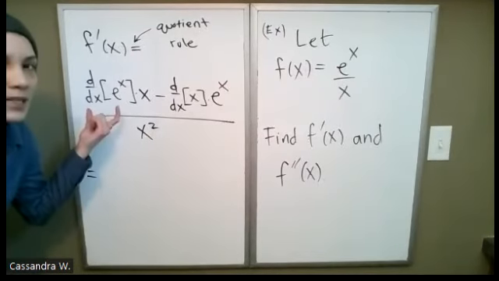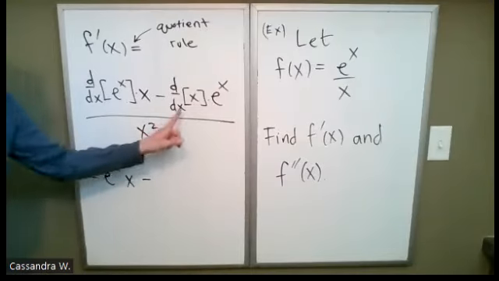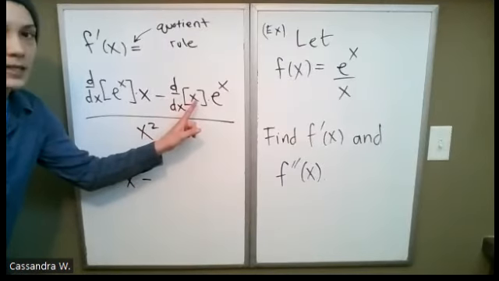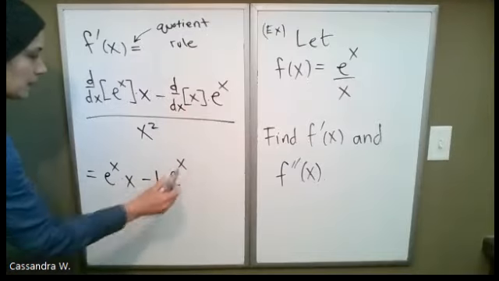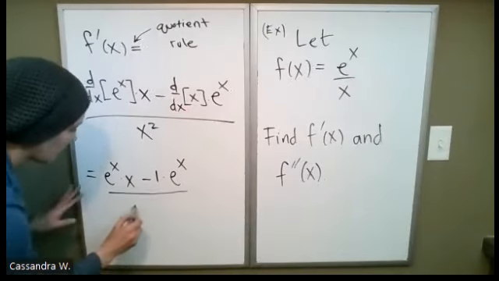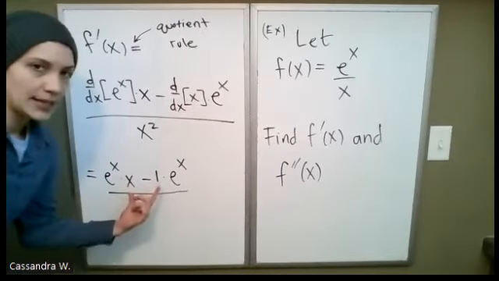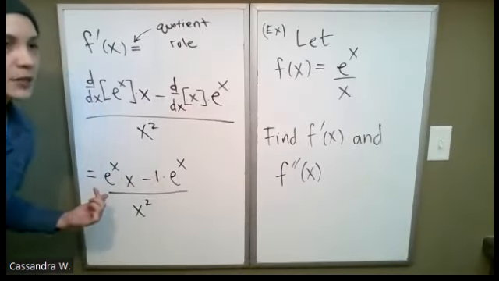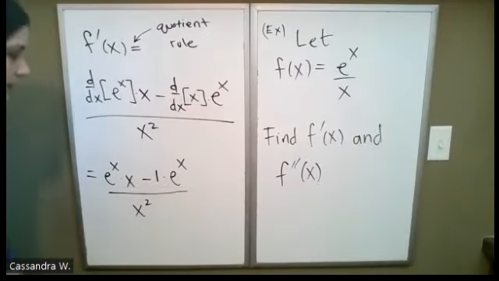Okay, derivative of e to the x is e to the x, and then times x. Derivative of x is 1, multiply that by e to the x, and then it's over x squared. What I'd like to do is factor out e to the x in the numerator, which would leave e to the x times x minus 1.